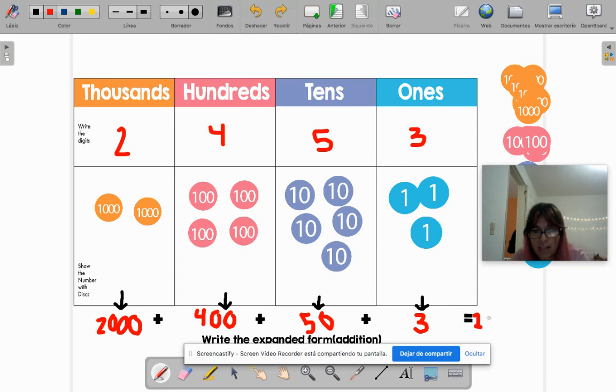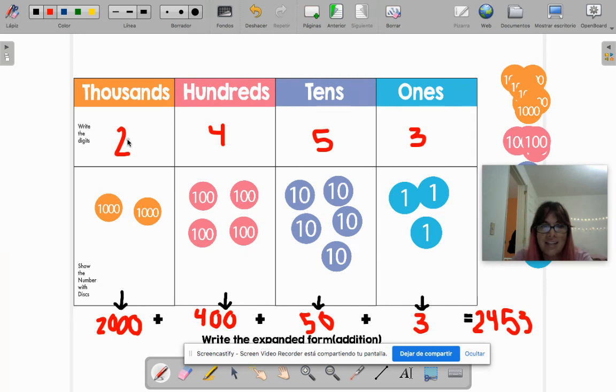I know it looks like a 1, right? It's because using this paintbrush, it's more hard. There it is. 2,453. So today, this is the most important thing that we are doing, okay? Yesterday you did this and you did very good, you did amazing. But now we need to learn to write it in expanded form or the addition form of this number.